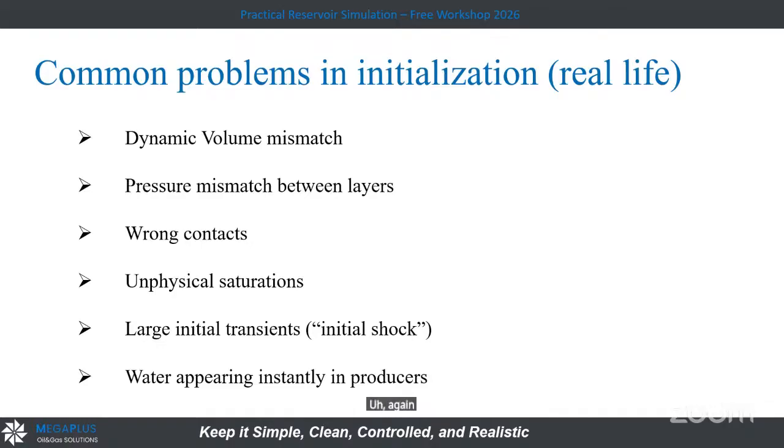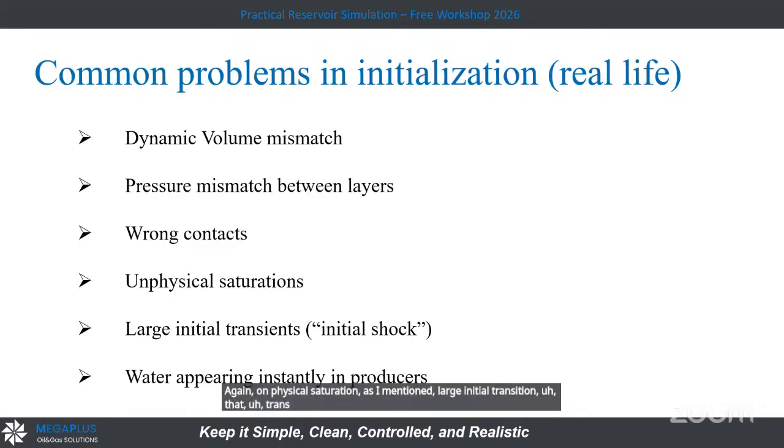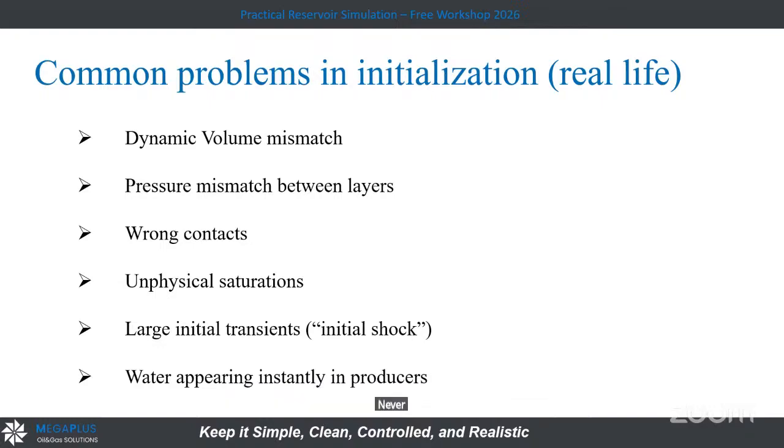Again, unphysical saturation, as I mentioned, large initial transition, that transient initial shock. Be aware, you will see it in the permeability inserts. Never make a shock in a model. So you can't go through any geologic feature. The permeability in a cell will be, as an example, 1 millidarcy and go to another cell with permeability 100 or 200. This shock will cause a lot of something called non-linear convergence problems in the model when you run.